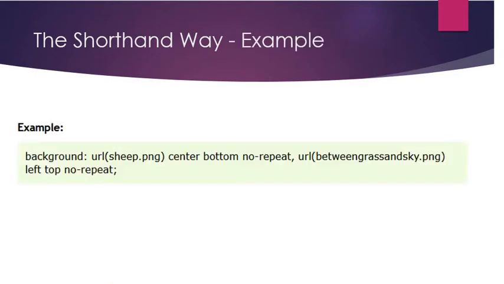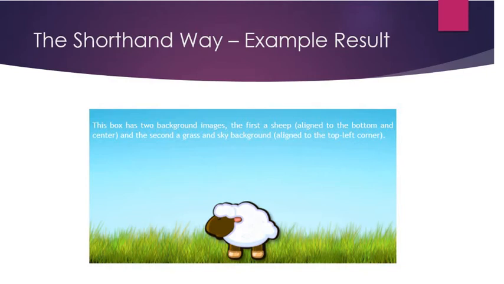Here's a quick online example of the shorthand way. You'll see here the URL for the image itself, and it's a local location. They're centering on the bottom and they're not repeating it. Then we move directly to the next image, which is going to be on the top left and is not going to be repeating. So here's the actual result of that. We have our little sheep, and he's on top of our sky, and our grass is in the background.